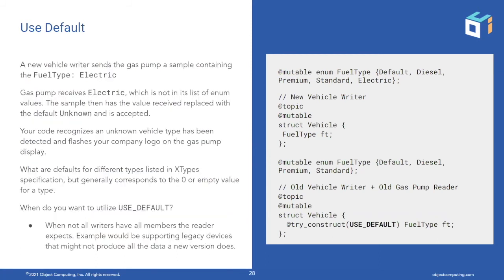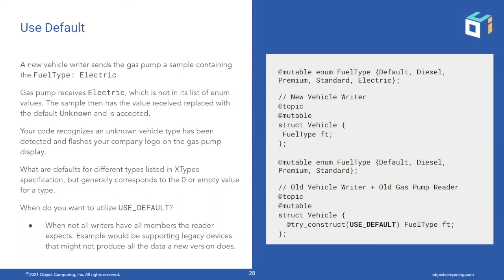And so in this scenario, an electric vehicle drives up and communicates with the gas pump electric, but this will go to the default value because it's an unknown value, and you will have your code handle that default value in the sample to flash your advertisement on the screen.